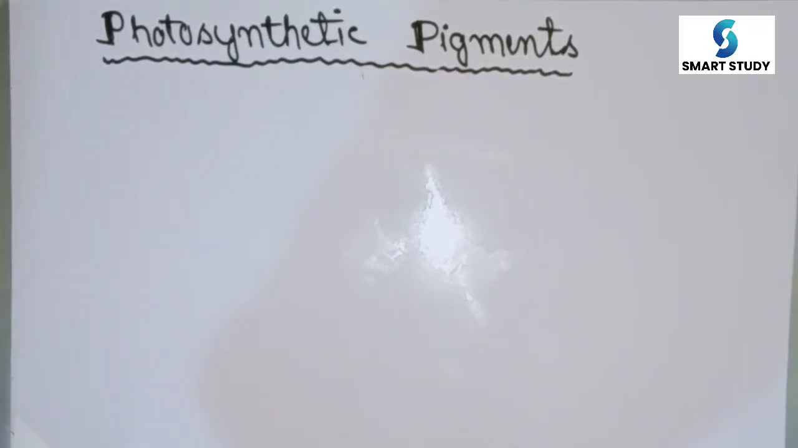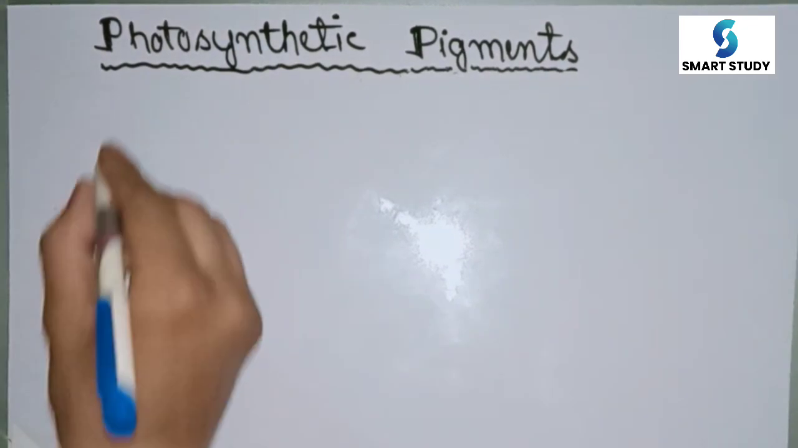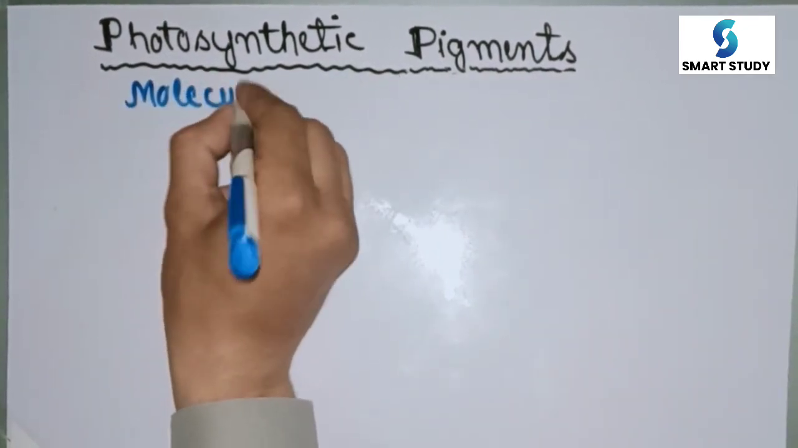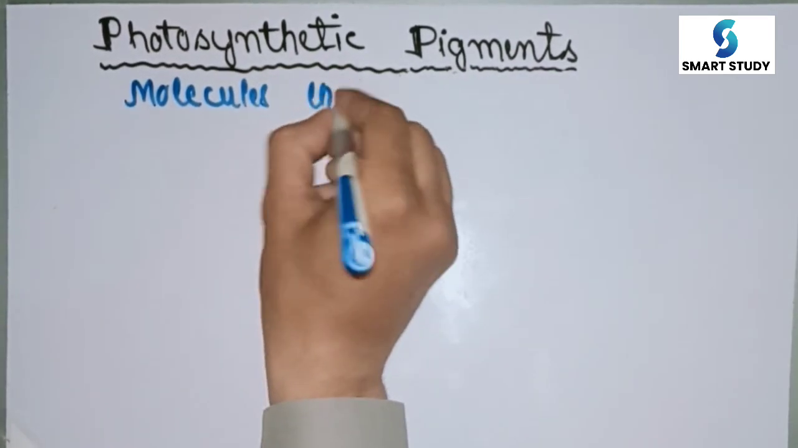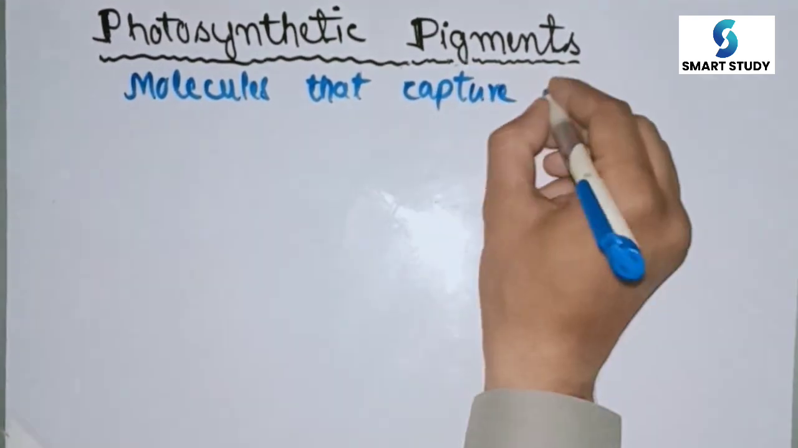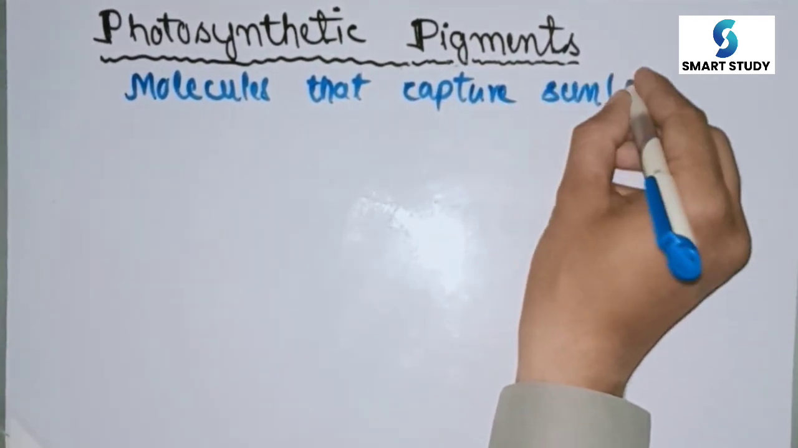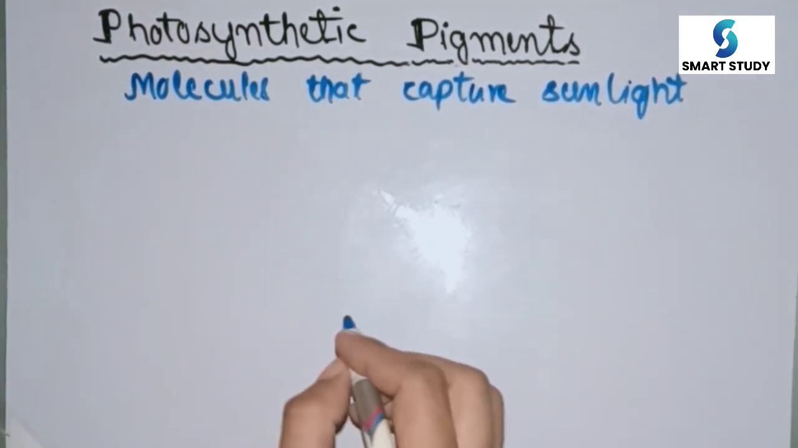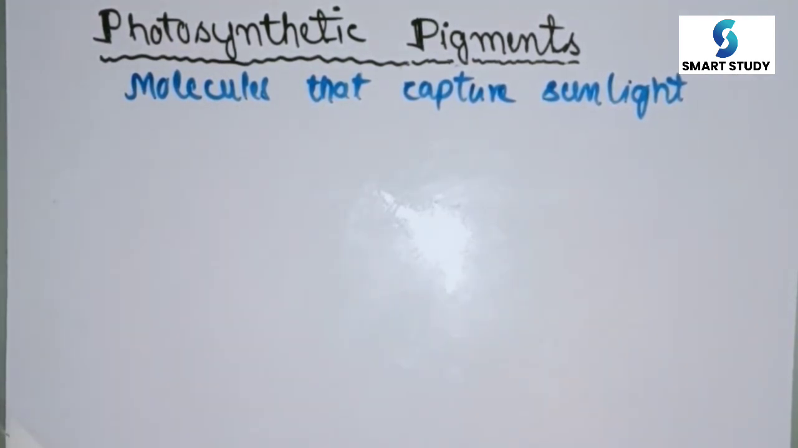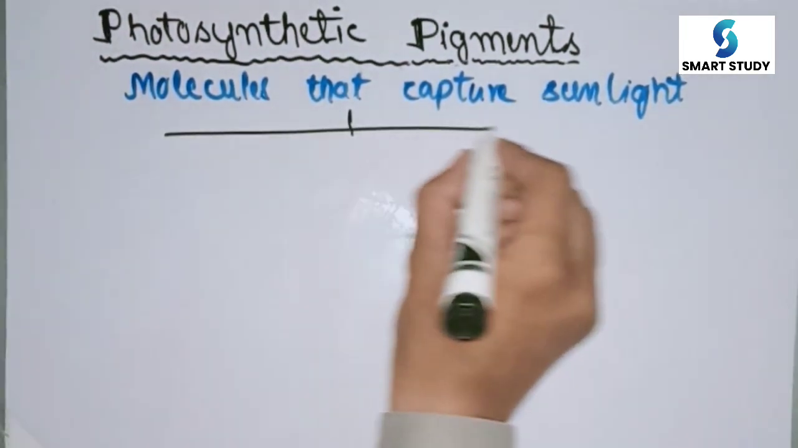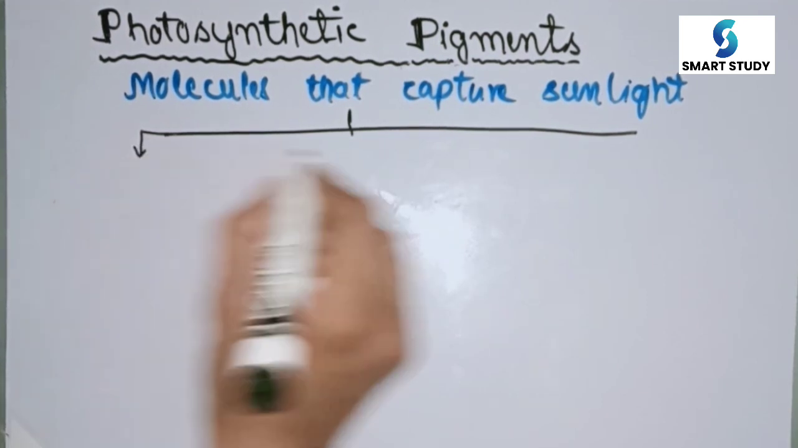Today's lecture we will talk about the photosynthetic pigments. Photosynthetic pigments are molecules that capture sunlight. These photosynthetic pigments are classified into three major groups.